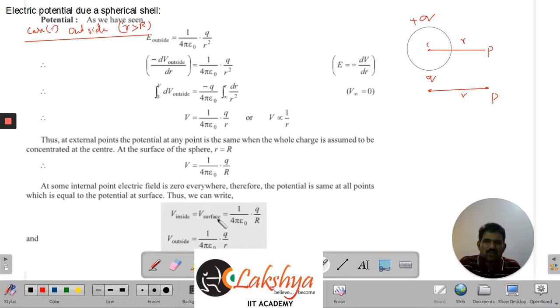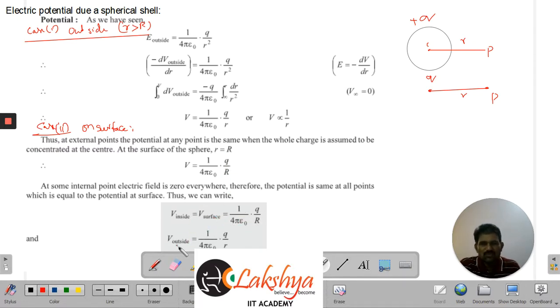And suppose on the surface, if we consider here, so this I am taking as case 2, on the surface. On the surface, you can simply substitute small r equal to capital R. Then 1 by 4 pi epsilon naught q by R you will get.